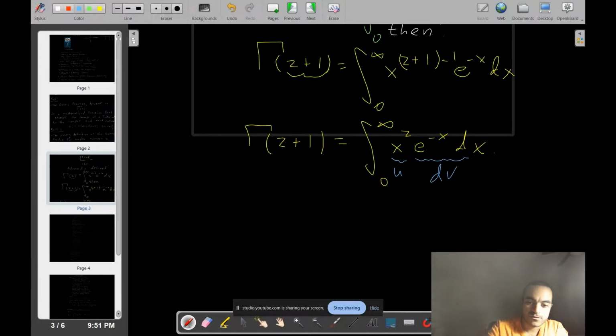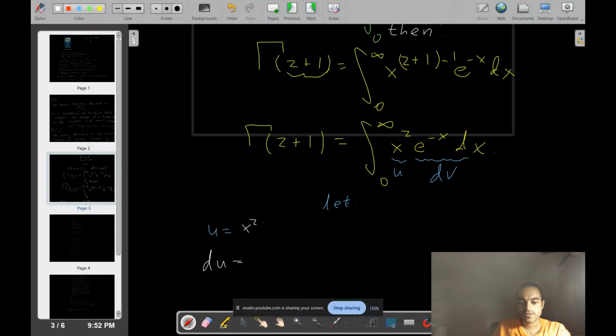Let u equal x to the z. Now my differential, I have to find du as well. So if I have u, I need to find du. If I have dv, I have to find v. Automatically, we start with u and dv when we're using integration by parts.